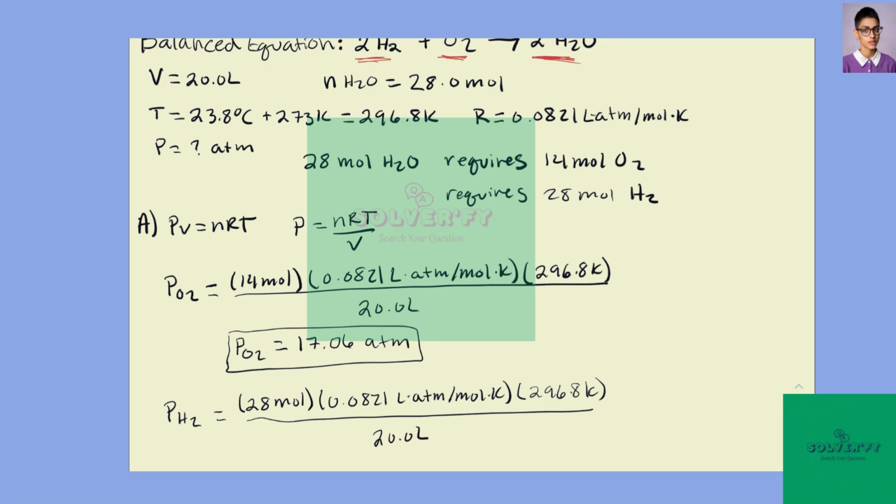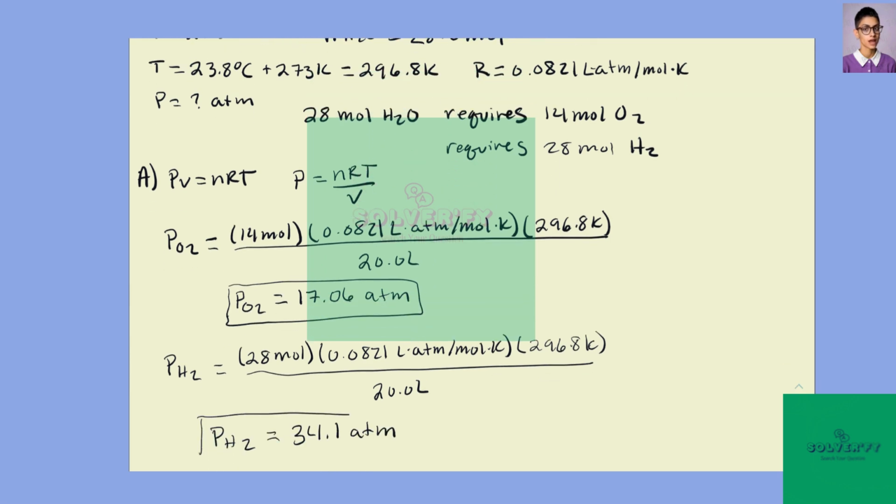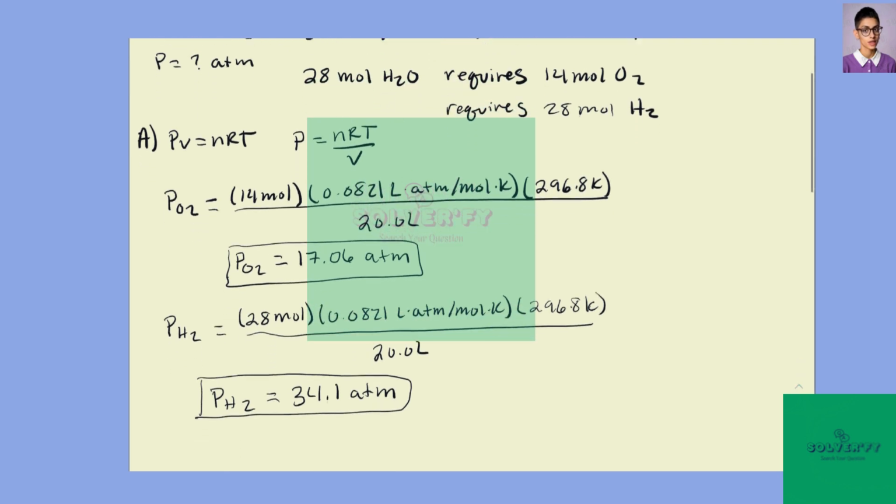So when we calculate this out, our pressure for H2 is going to be 34.1 atmospheres. So this is going to be our pressure for hydrogen using the ideal gas law.